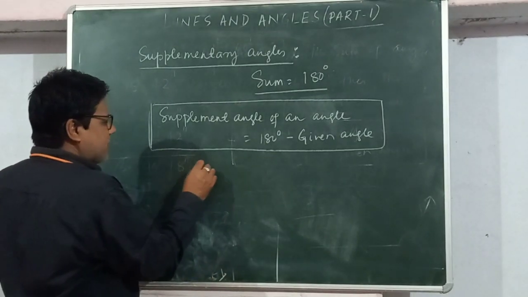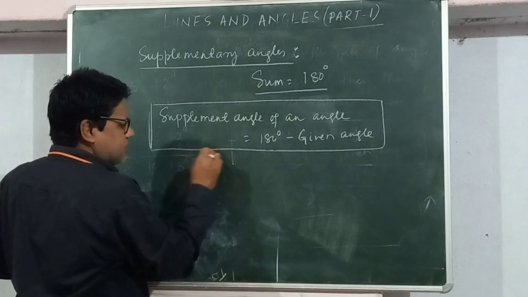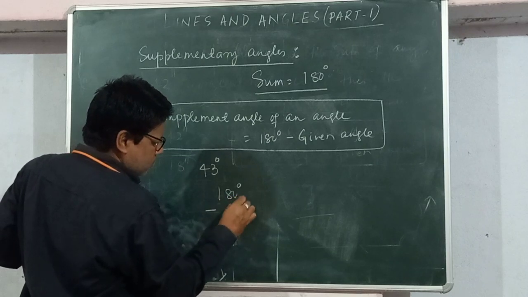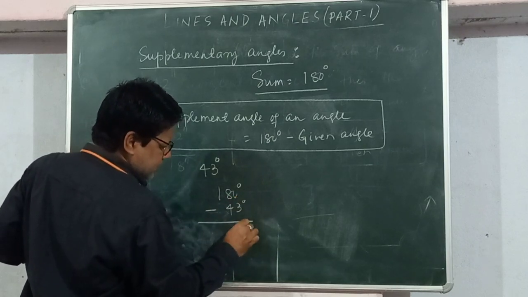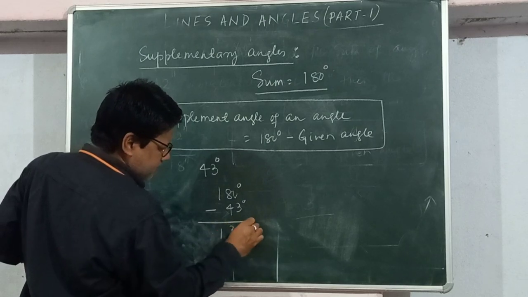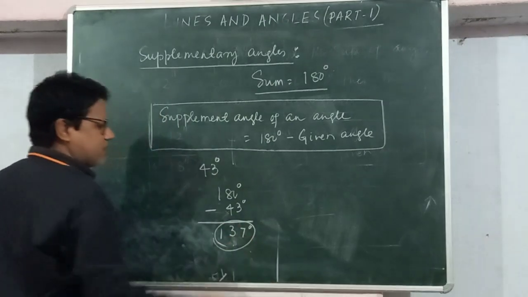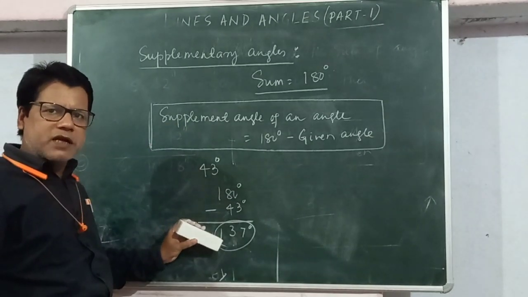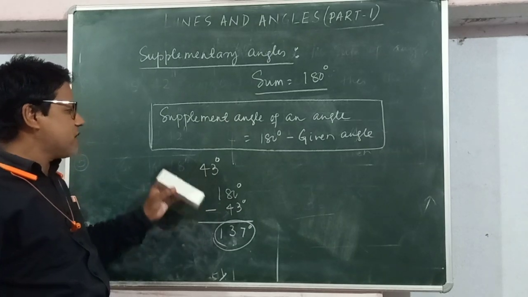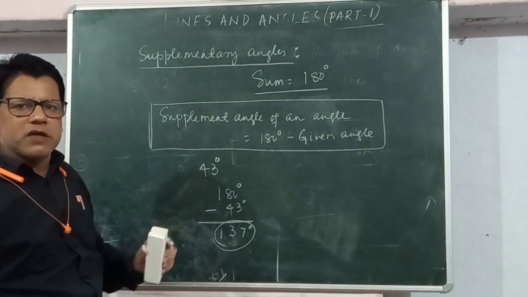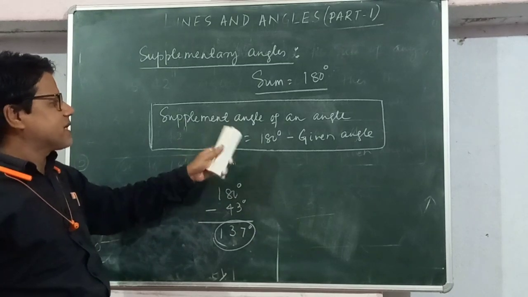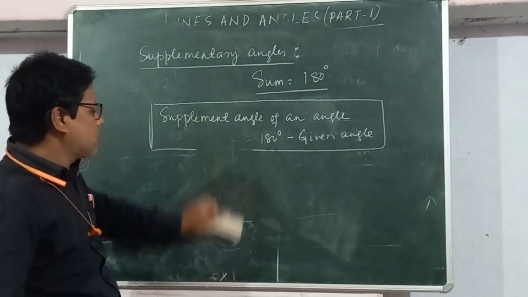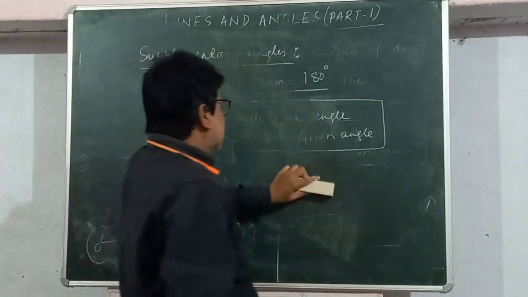So if we want to find the supplement angle of 43 degree, that is equal to 180 degree minus 43 degree, that is 137 degree. So supplement angle of an acute angle is an obtuse angle. Supplement angle of an obtuse angle is an acute angle. Supplement angle of a right angle is a right angle. Now comes to some applications.